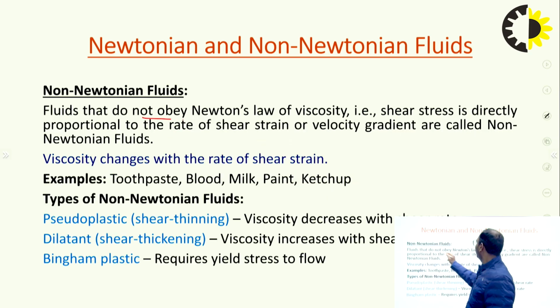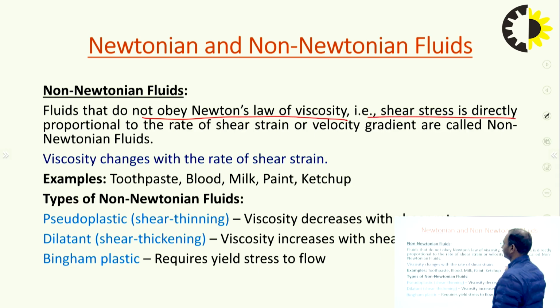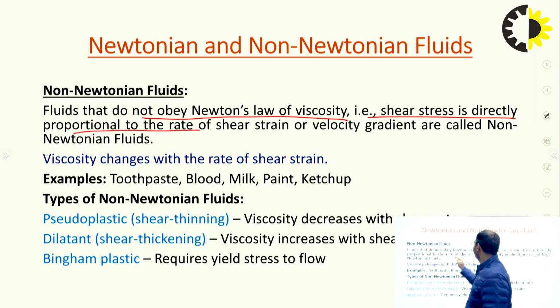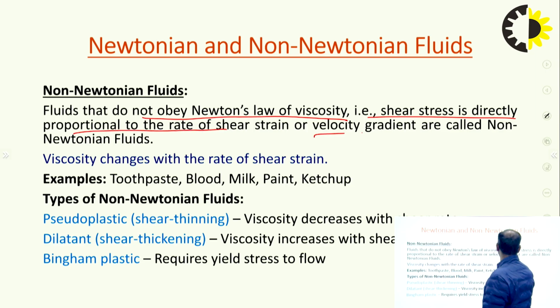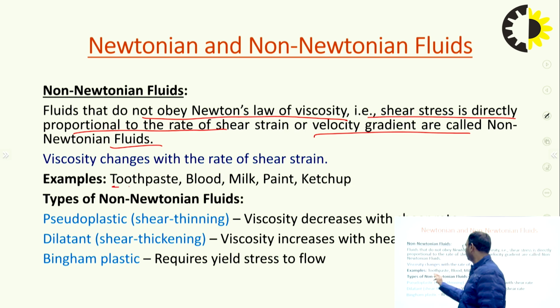Then what is non-Newtonian fluid? Fluids that do not obey Newton's law of viscosity, that is, shear stress is not directly proportional to the rate of shear strain or velocity gradient, are called non-Newtonian fluids. In non-Newtonian fluids, viscosity changes with the rate of shear strain. For example, toothpaste, blood, milk, paint and ketchup are examples of non-Newtonian fluids.